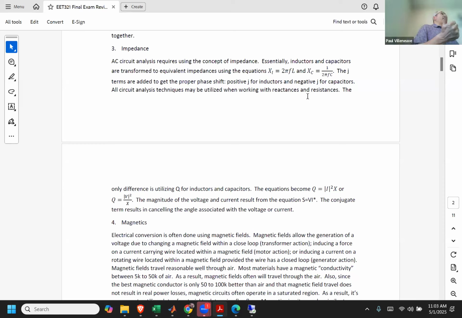Inductors, it's 2 pi f L. Capacitors is 1 over 2 pi f C. Capacitors have a negative j to account for the phase shift that they introduce, and inductors have a positive j to account for their phase shift.